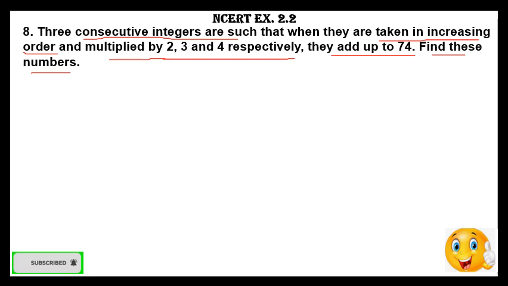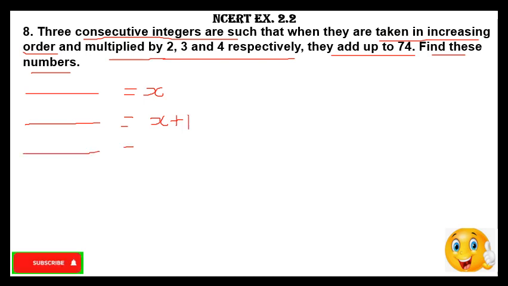We have 3 consecutive integers, so let the very first integer be x. This is your statement: first integer is equal to x. Second integer, let it be x plus 1, and the third integer you will write x plus 2. So these are the 3 consecutive integers, and they are in increasing order. They are multiplied by 2, 3, and 4 respectively. What is the meaning of respectively?